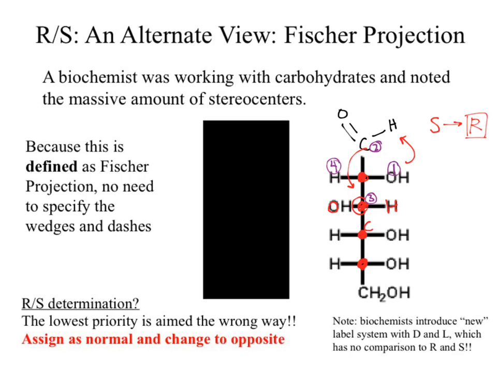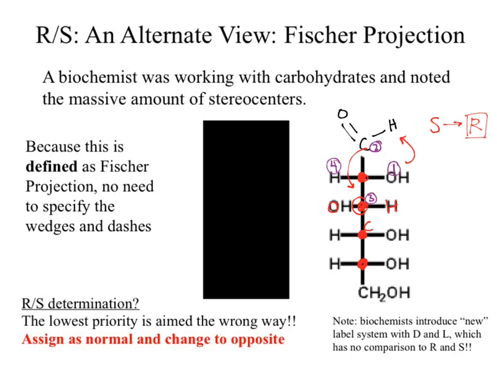Where does Fischer come in handy? The highest priority group was located on which side of the molecule? The right-hand side, which begins with R. Okay? Fischer can make R and S assignment a lot easier because of how they set it up. The issue is you have to remember the rules for assigning R and S within Fischer are different from their standard rule set, okay, or at least the shortcut to it.